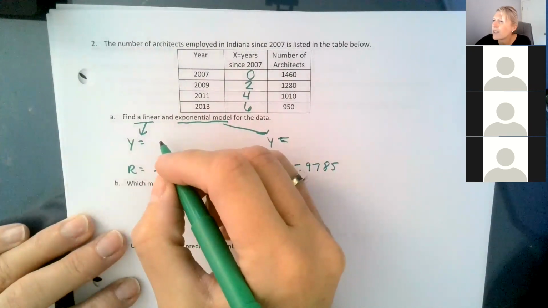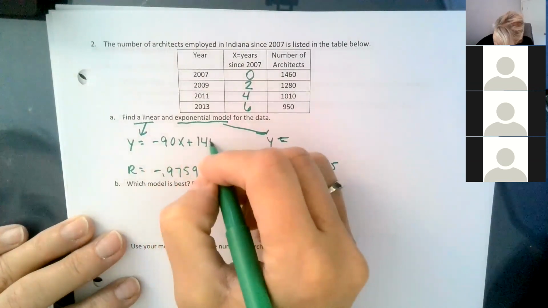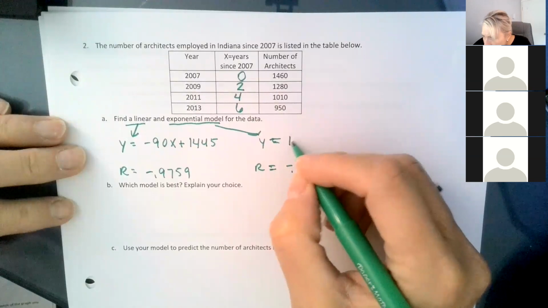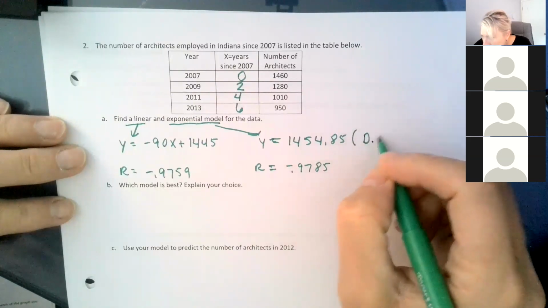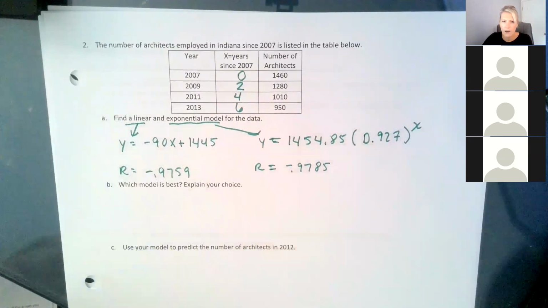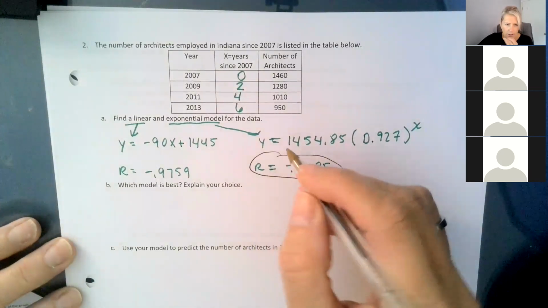So my linear is -90x plus 1445. And there's my R that goes with the linear. And then my exponential is 1454.85 times 0.927. I rounded it to, you could have used 2 decimal places, it's fine, to the X. And there is the R for the correlation coefficient for the exponential. Now, the one that's closest to a -1 is which one? Anybody want to tell me? The exponential. So the exponential is the better fit.